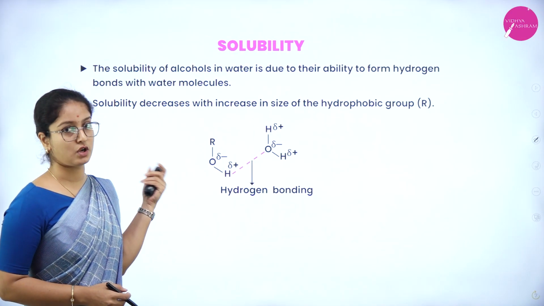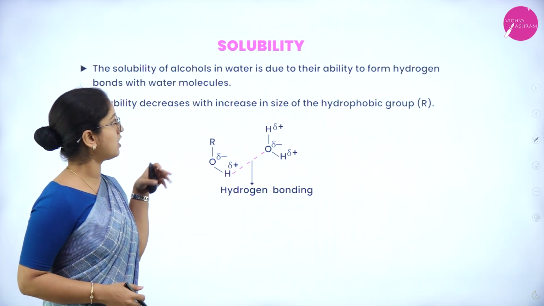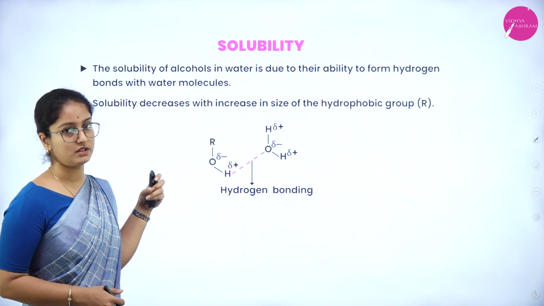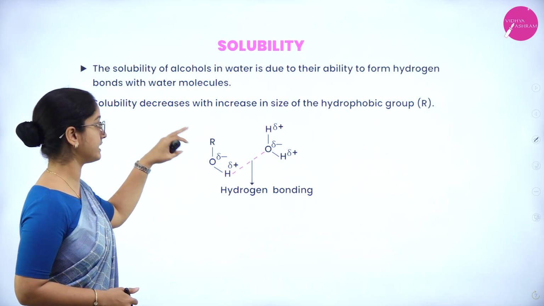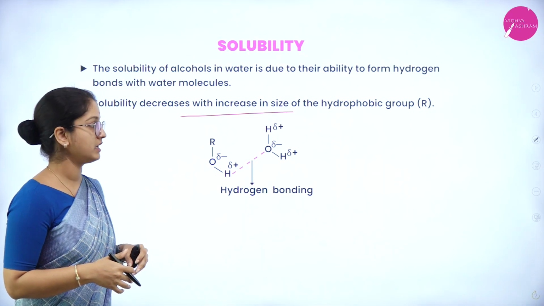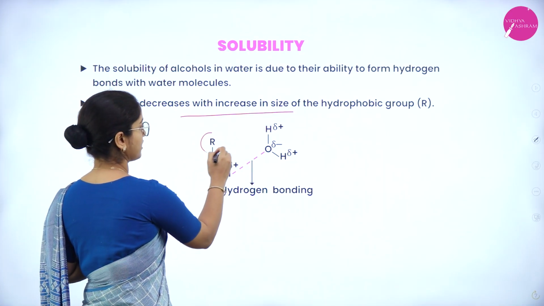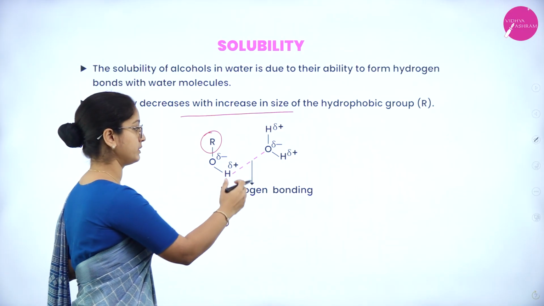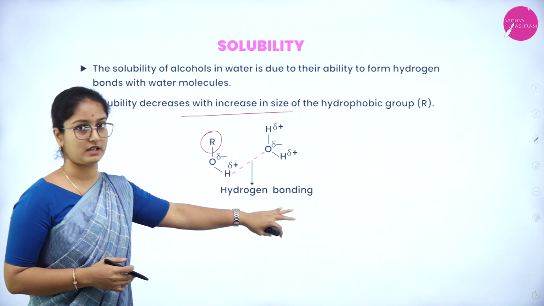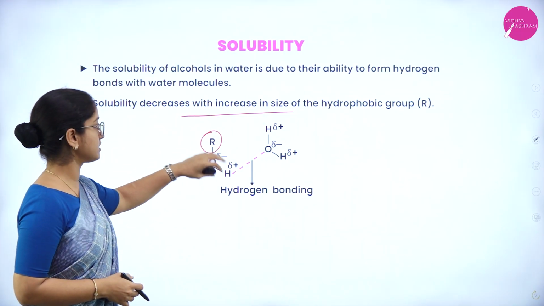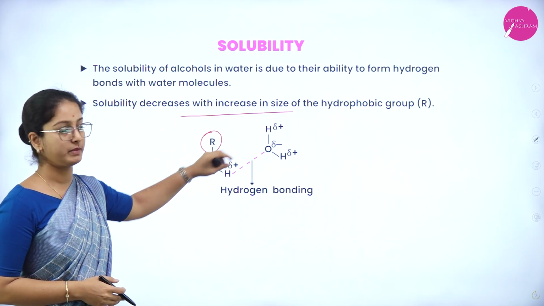Then how about solubility? The solubility of alcohols in water is due to their ability to form hydrogen bonds with water molecules. So solubility decreases with increase in the size of the hydrophobic group, which is represented by R. The hydrogen bond between hydrogen and the electronegative atom has been shown with dotted lines. That is what hydrogen bonding means. So the solubility decreases with increase in the size of the hydrophobic group.